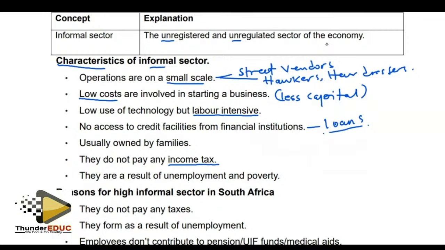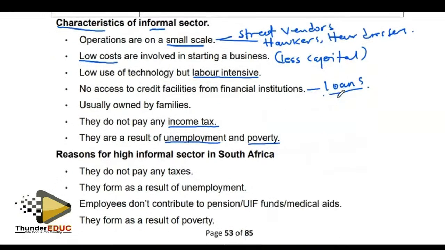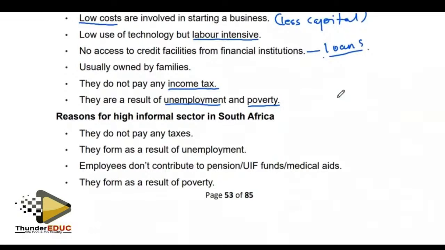They are a result of unemployment and poverty, meaning that most people are into informal businesses because they fail to get formal jobs, and also they're in poverty. So this forces them to start these small businesses as a way of surviving. Now we look at reasons for the high informal sector in South Africa. Why are many businesses in this informal sector? Or why do we have so many informal businesses in South Africa?